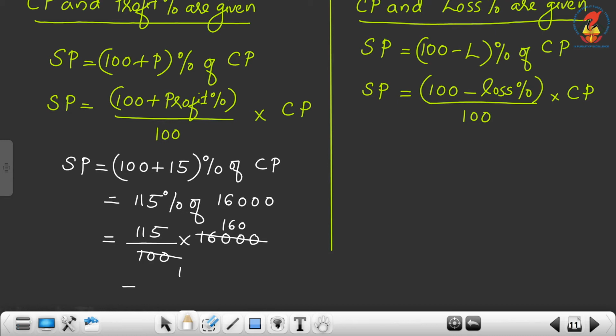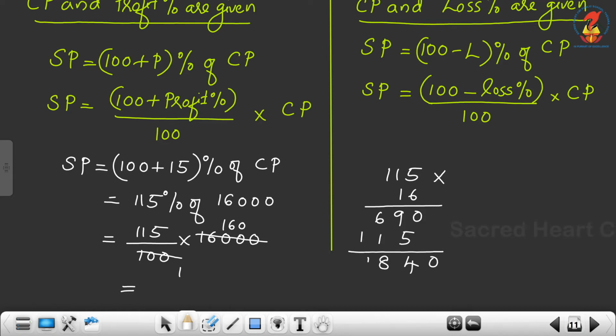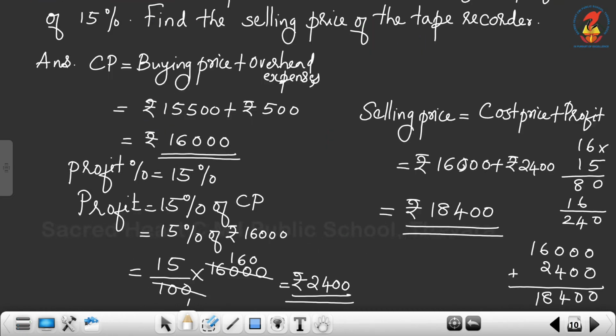160. So you have to find out 115 into 160 by 1. So 18,40, one more 0 will come. So rupees 18,400. So we got it as rupees 18,400.